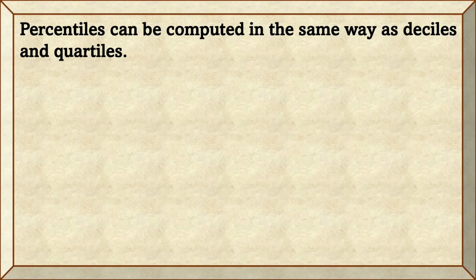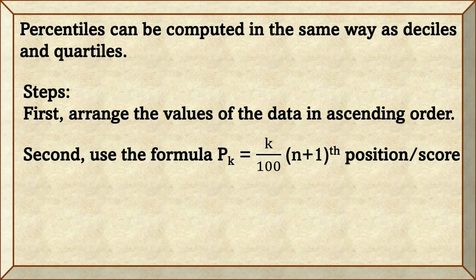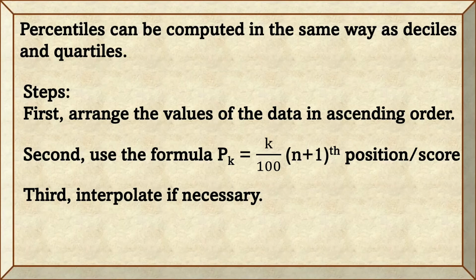Percentiles can be computed in the same way as deciles and quartiles. Same steps pa rin yung ating i-apply. First, arrange the values of the data in ascending order. Second, use the formula P sub k equals k over 100 times the quantity of n plus 1 th position of or score. Third, interpolate if necessary.